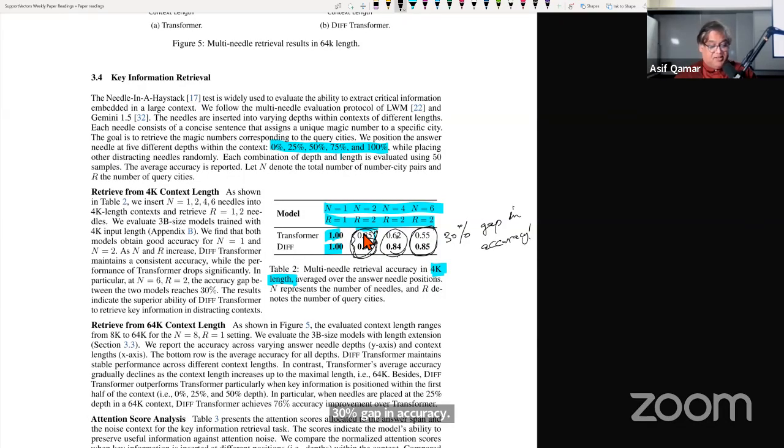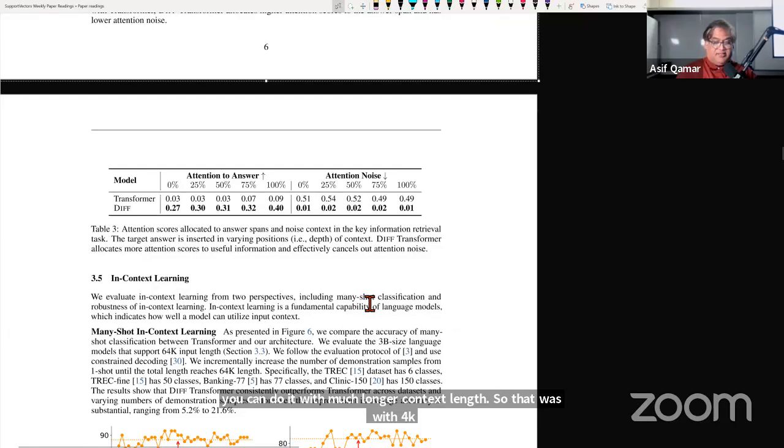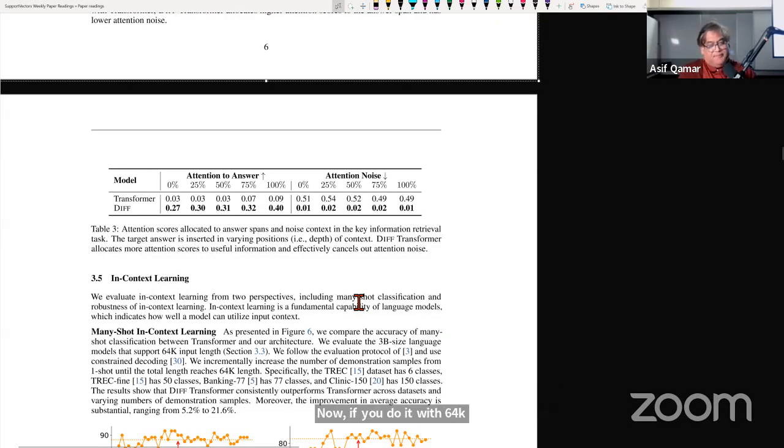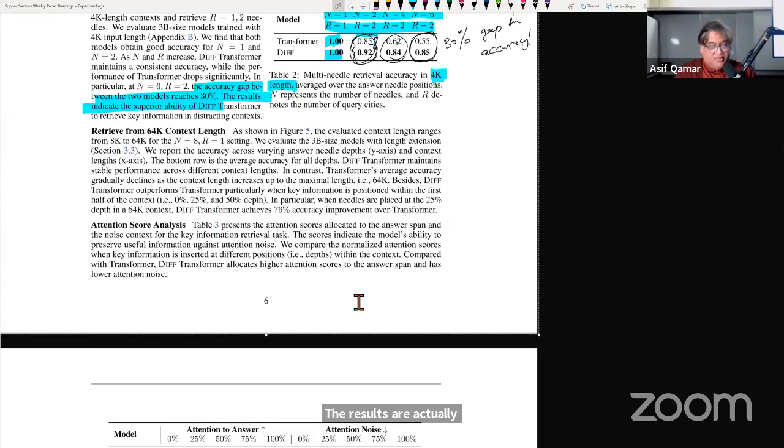This is a substantial improvement. Right? So this is what they're saying. Likewise, you can do it with much longer context length. So that was with 4K. Now, if you do it with 64K, the results are actually similar. What they say is, as shown in figure 5.